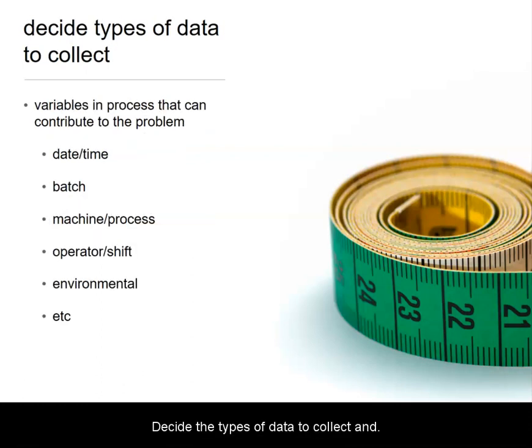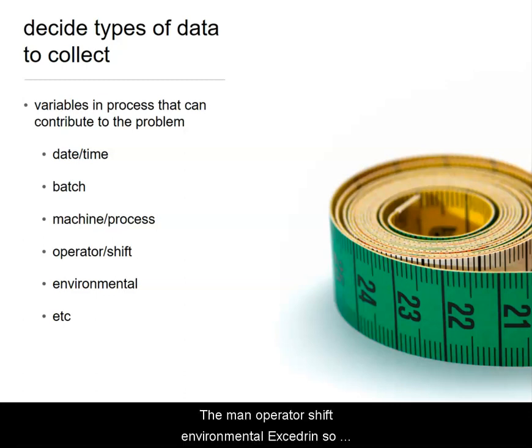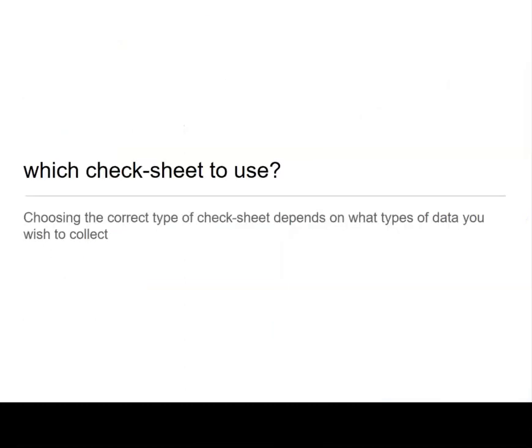We decide the types of data to collect and what the variables are. A variable is something in a process that can contribute to the problem. Date, time, the batch, when it was actually made, the machine or the process, the man, the operator, shift, environmental, etc. So you can see this mirrors a lot of what we did in the cause and effect fishbone, those categories. There are six categories we had in the fishbone. But these are all variables that can affect the process. So we've got to decide what check sheet to use.